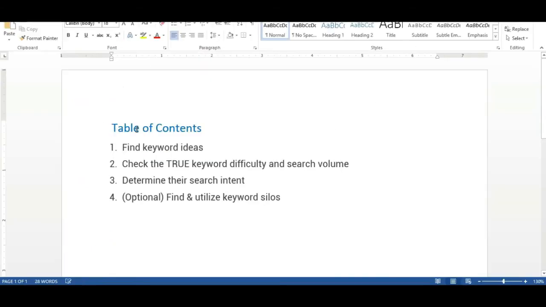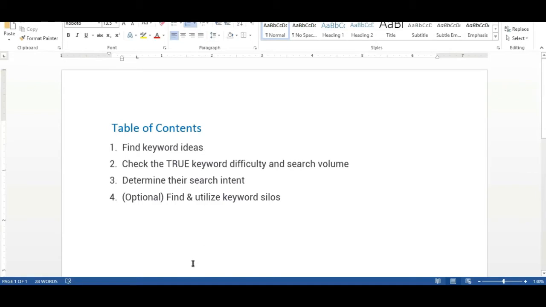Okay. So first you need to find keyword ideas. In every marketing situation, on every keyword research, you need to identify what your keyword idea is. So I am collecting the keyword ideas now. It is not the keywords. I am just collecting the keyword ideas.